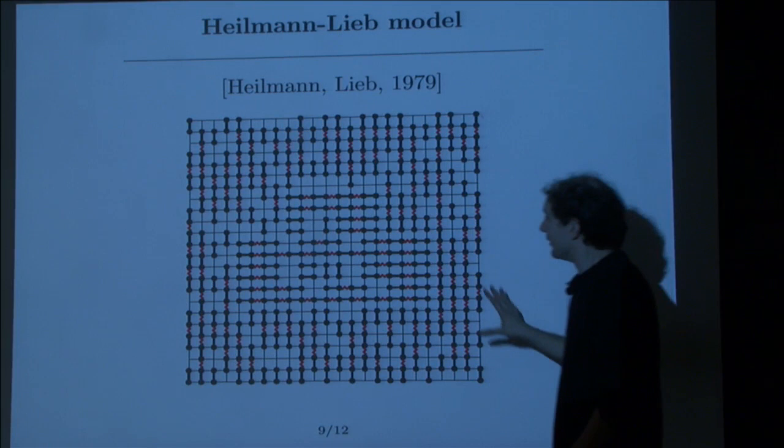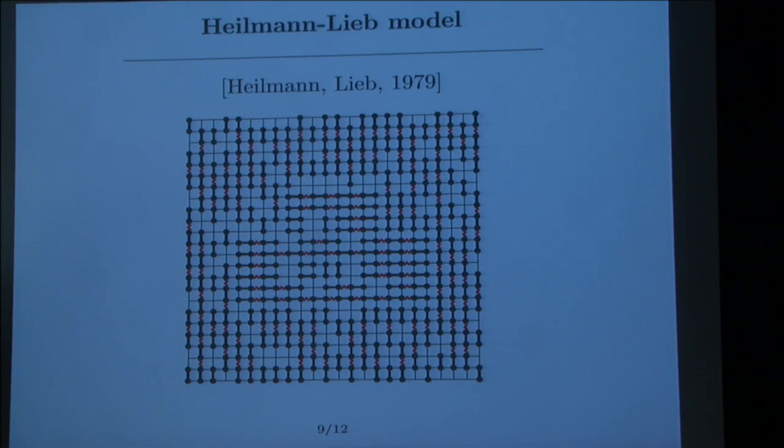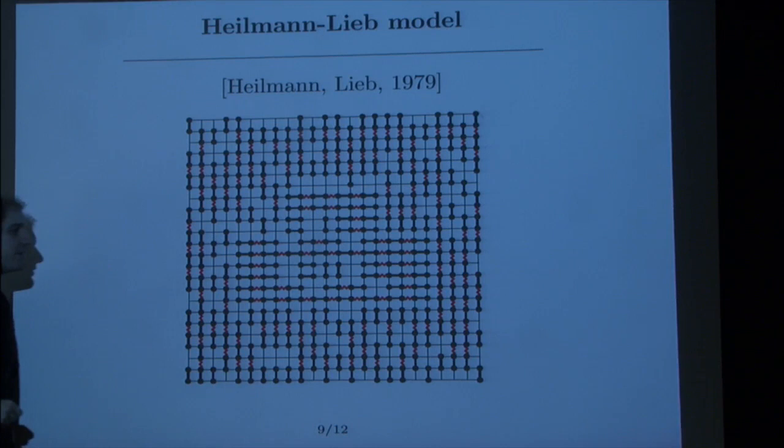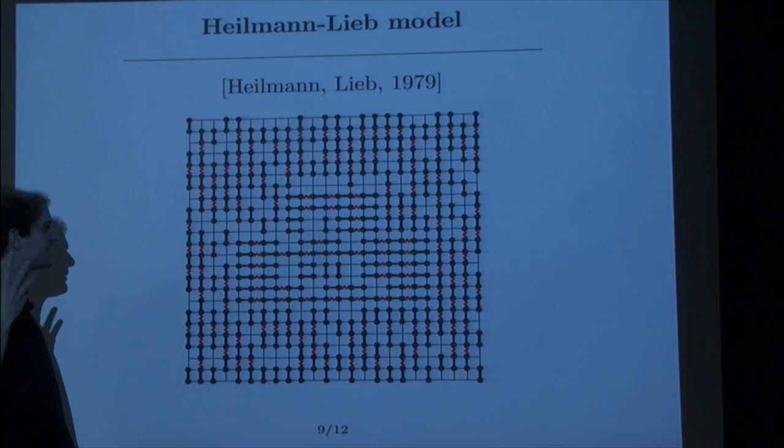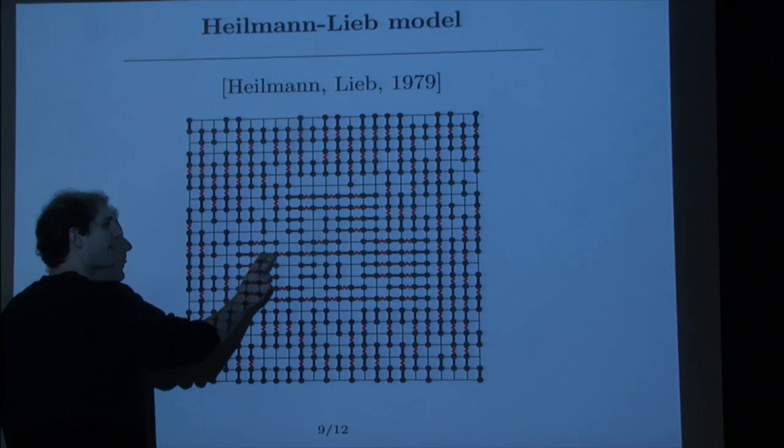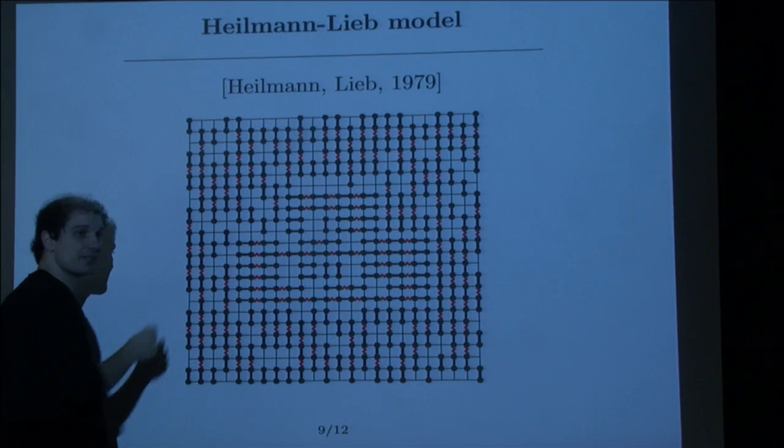Now, in addition to the hardcore condition, which says that these molecules are not allowed to overlap, there's an additional interaction that is represented here by a red wavy line, which favors alignment. This is an attractive interaction that occurs whenever I have two dimers that are aligned and adjacent. They have to belong to the same row or the same column, and they have to be next to each other. This is what the model is.